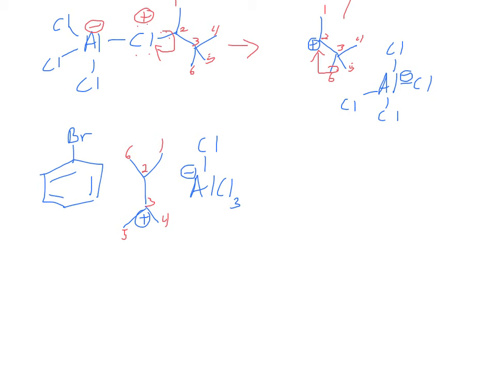And what should I do? Should I do numbers or letters on the ring? Sometimes it's nice to do letters. A, B, C, D, E, and F. So which lettered carbon should end up bonded to carbon 3? Which letter? D. Very good.